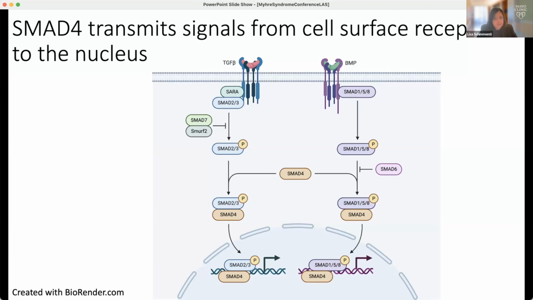But in Myhre syndrome, SMAD4 is overactive. It's just doing much more than you want it to do. So it's basically overexpressing other genes in the genome. And so part of the strategy that Dr. Lindsay and others are thinking about is, how do you just tell SMAD4 to just kind of tone it down a bit? And you don't have to be overactive.